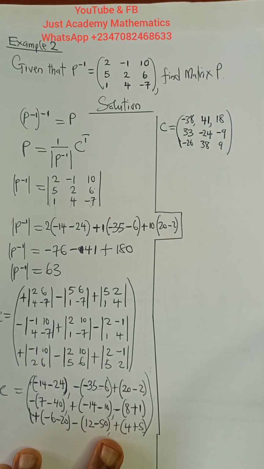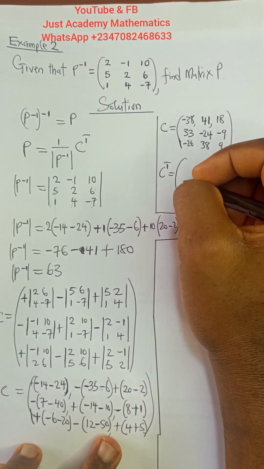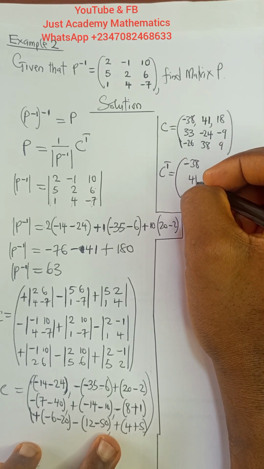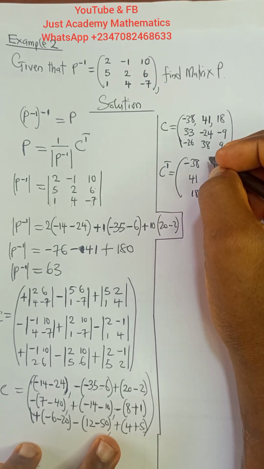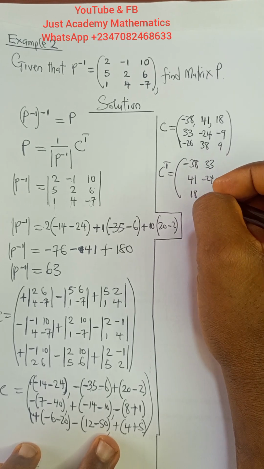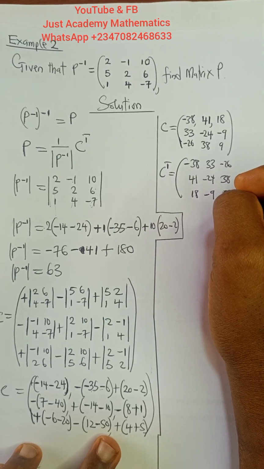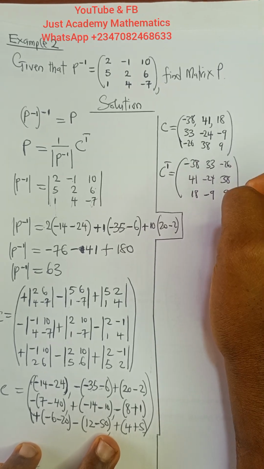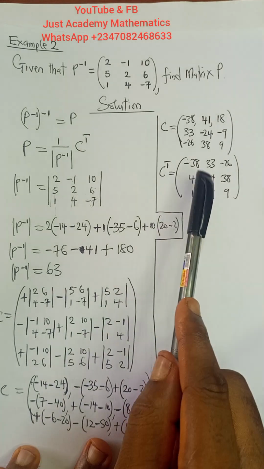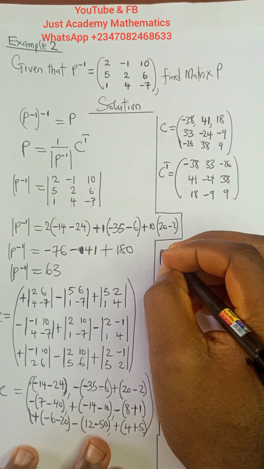So this is the cofactor. So what is the cofactor transpose? If you transpose this, you get minus 38, 41, 18. Then you get 33, minus 24, minus 9, minus 26, 38, 9. That is the transpose of the cofactor. So now that we know the transpose of the cofactor, let's get P, which is the inverse.